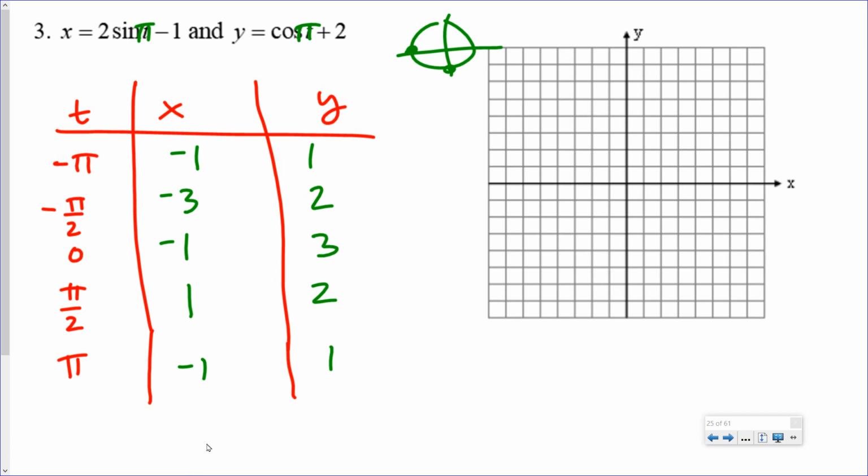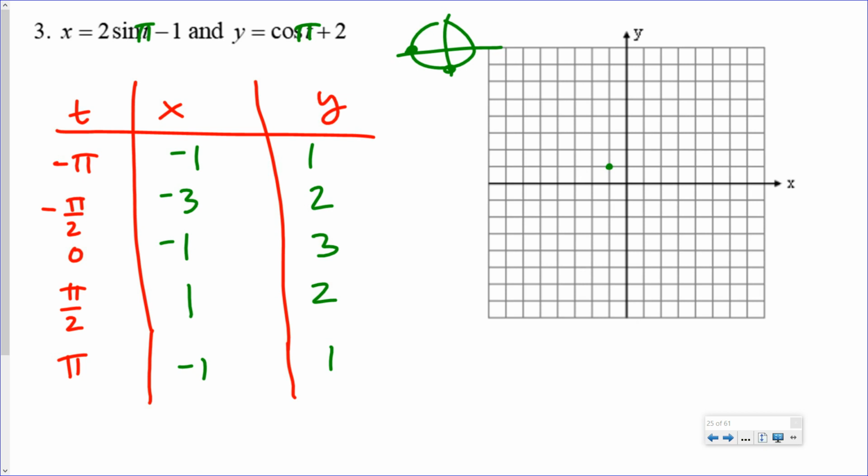Okay, so let's go plot these. Remember, order matters on here because I've got to figure out the direction of my arrows. All right. So negative 1, 1. Negative 1, 1 is right there. That's where I'm at first. Then I'm going to move at time negative pi over 2. I'm going to move to negative 3, 2.